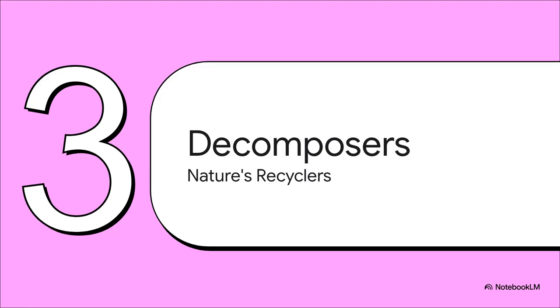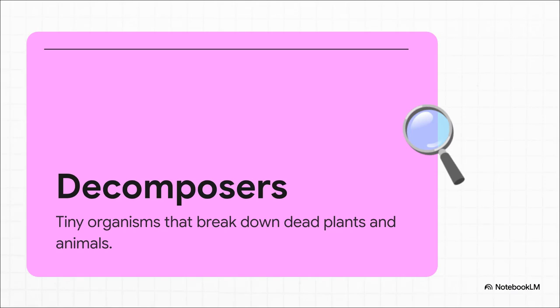Section 3. The vital role of decomposers. While energy flows in a one-way street and is eventually lost as heat, the actual nutrients have to be relentlessly recycled, or the grid fails. This is where decomposers step in.